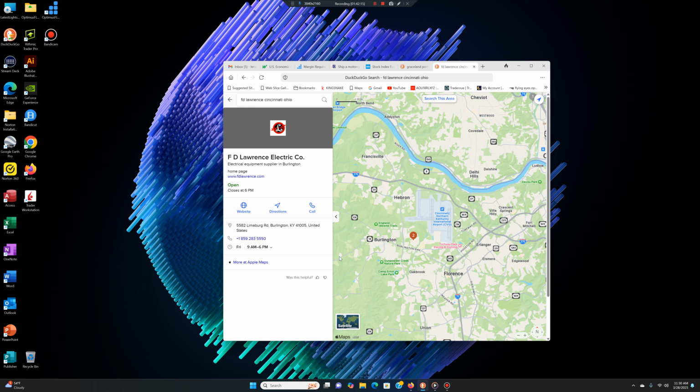Directions 5582 Limaberg Road, Burlington, Kentucky. Starting route to 5582 Limaberg Road. Head east on Waterloo Road.